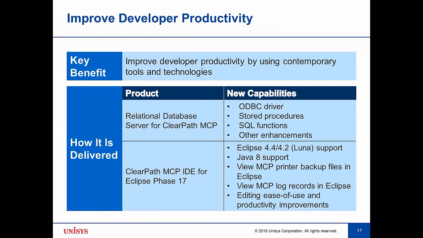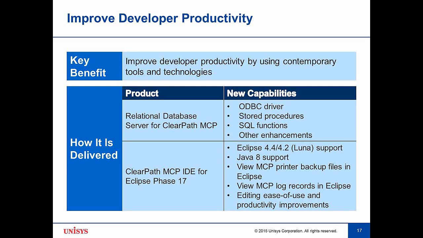Our main strategy for improving developer productivity is to provide contemporary tools and technologies. On MCP 16.0, we introduced the new relational database server for ClearPath MCP. It has a number of important enhancements that I'll talk about in a few minutes. Another important product is the ClearPath MCP IDE for Eclipse. This is an open source development tool. It's workstation based. It's very popular, especially in the Java world.